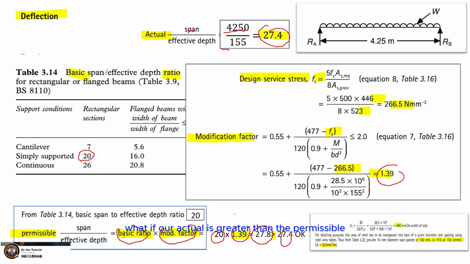Now what if our actual is greater than the permissible or allowable? The approach is to increase the depth, and then we redesign. We start from the very beginning. That is the case if your deflection exceeds the permissible or allowable.